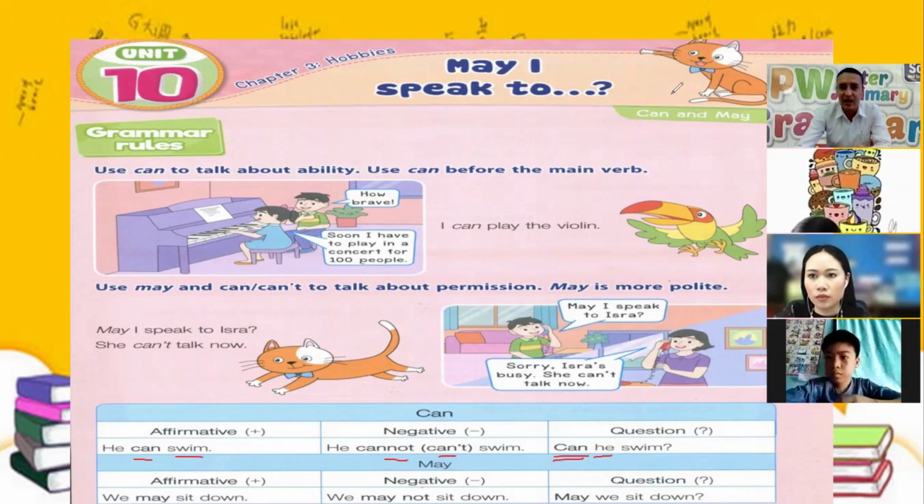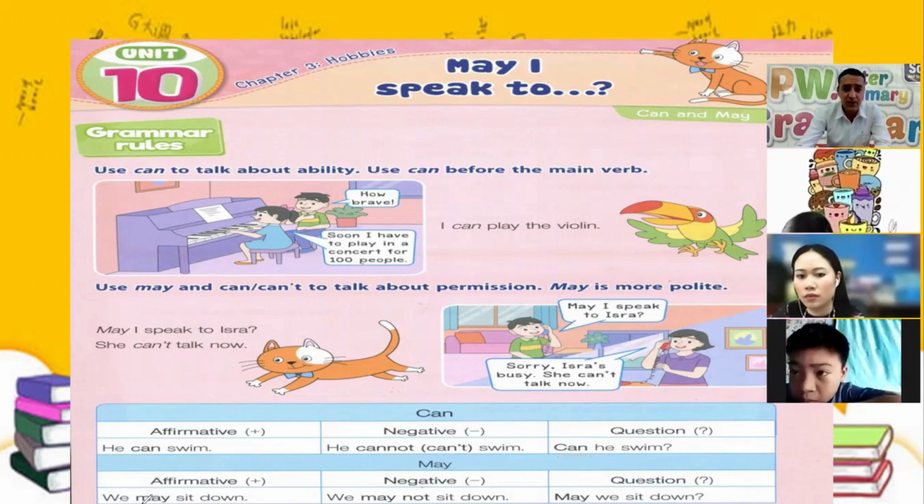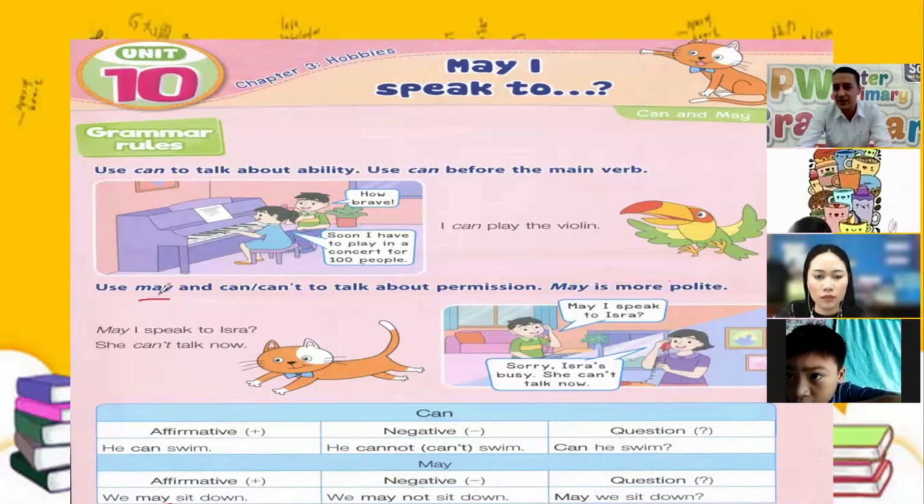Okay. Now, the use of may. So as we already talked about, the use of may is also when you are asking somebody for permission, when you would like to have permission to do something, but you have to take permission. But may is actually more polite, more kind. So, for example, in the positive sentence, as you can see here, we may sit down.